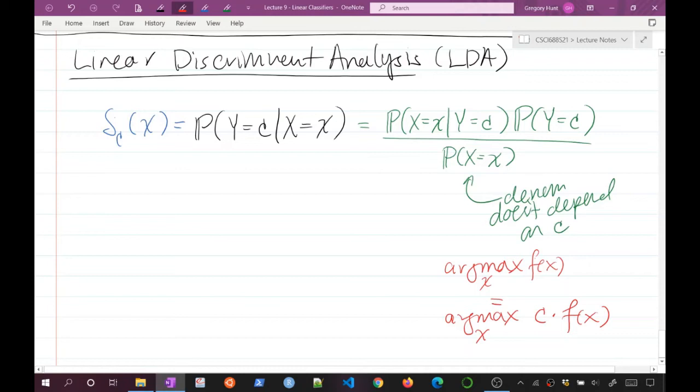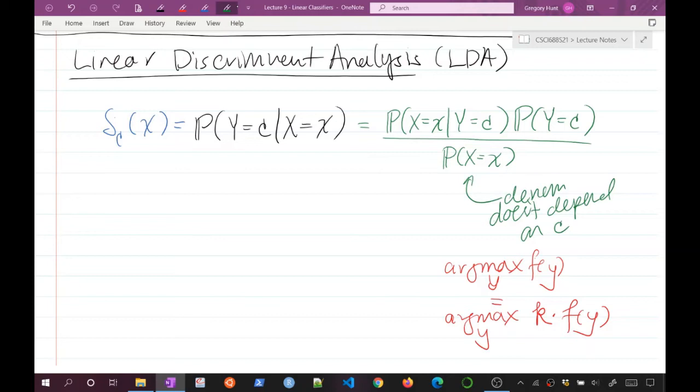In this case, our x and our c are inverted here, but it'd be anything that doesn't depend on my class c, because we're argmaxing over c. Maybe I should change my variables here. If we're argmaxing over y, it doesn't really matter. And then I have some constant k, right? So we can ignore that denominator. This is just a general setup for generative methods.